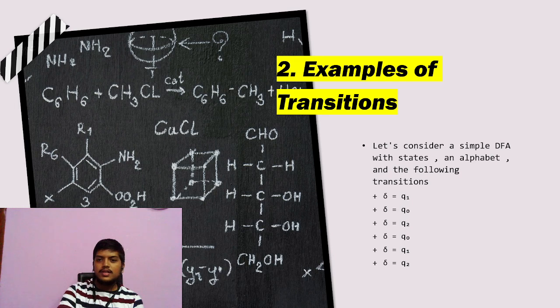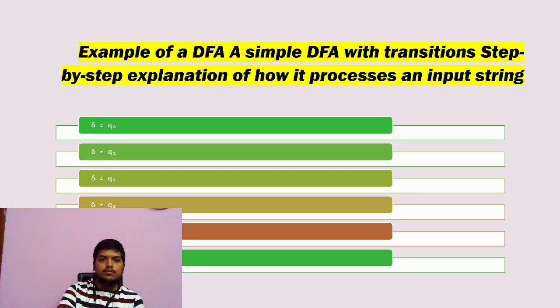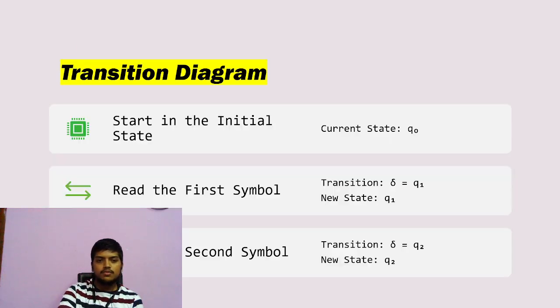Examples of transitions. Let's consider a simple DFA with states, an alphabet, and the following transitions: delta to Q1, delta to Q0, delta to Q2, delta to Q0, delta to Q1, delta to Q2. Transition diagram representation. So here is a transition diagram representation, with a step-by-step explanation of how it processes input strings.